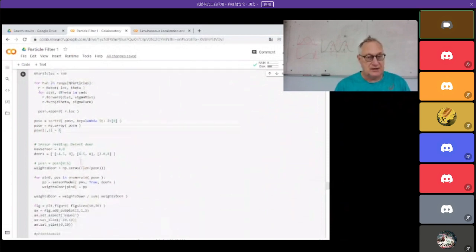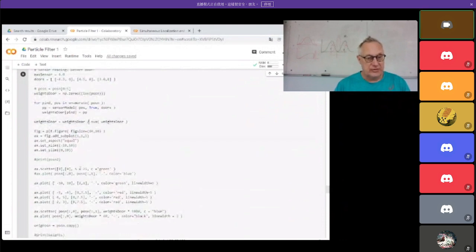So then I detect a door. I have some doors in my environment and the maximum sensor range. And I then calculate for each possible location, how well does it match my current sensor reading, which is measuring the existence of a door. So I detected a door. And then I can plot what just happened.